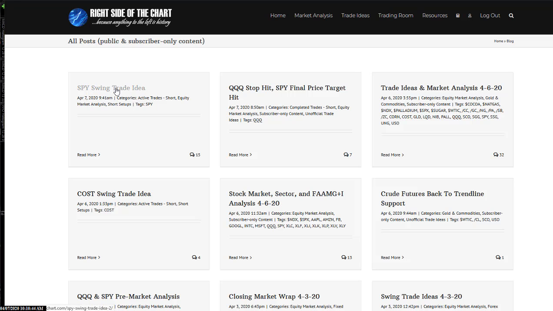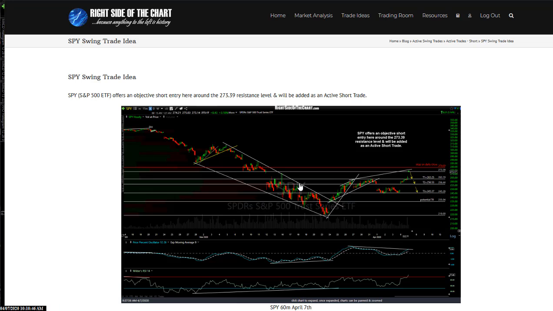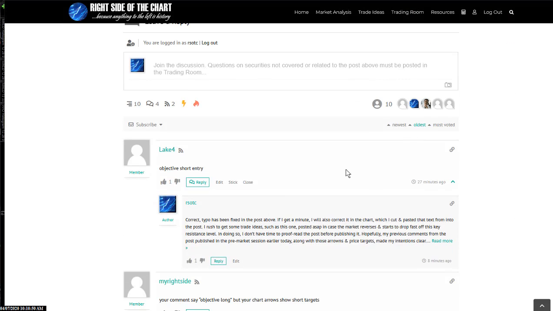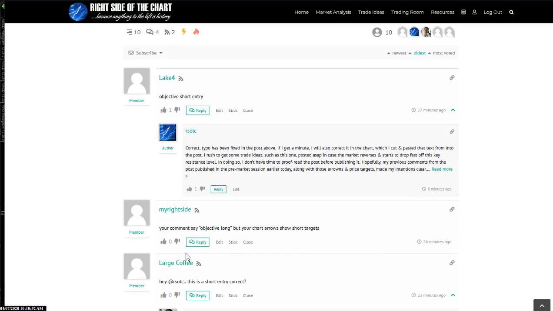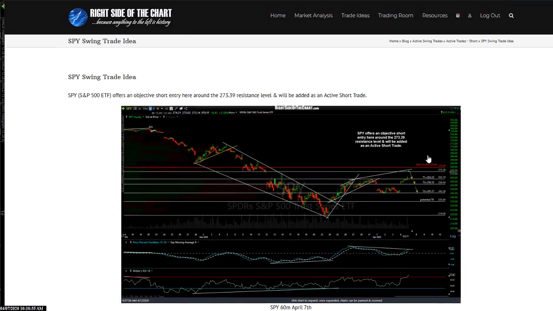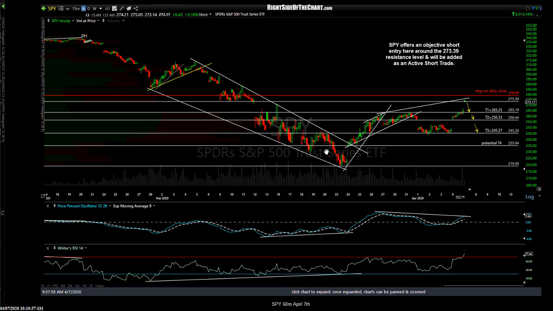Now on this one, when I first put it out there, because we were at that resistance level, I wanted to get it out quickly, and I made a typo, which some other members had pointed out down here. I said objective long. One of the problems is I love going long and short stocks, so it's kind of like my little dyslexia thing here.